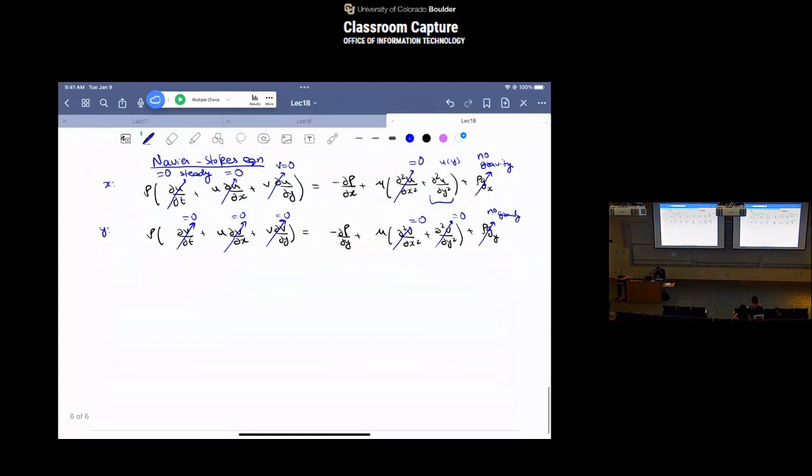The x momentum equation tells us del p by del x is equal to mu del square u by del y square, and the y momentum equation tells us del p by del y is equal to 0, because the rest of the terms are 0. There is nothing else which stays. So these are the two equations we get.